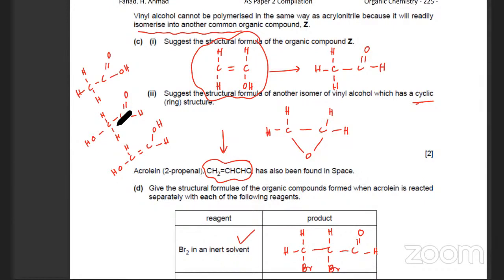So when you're making structural isomers, it's a free for all. You can do anything you like as long as the structure is correct and as long as the number of atoms is exactly the same. So you can change the carbon chain, you can change the functional group, you can change the position of the groups. You can do pretty much anything.